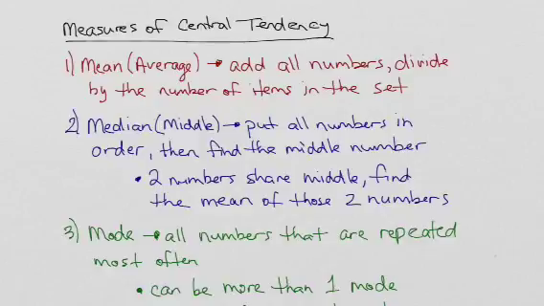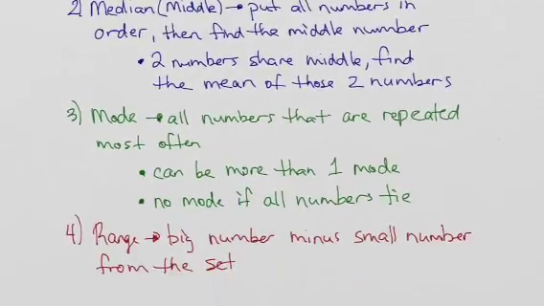Then there's the mode. That's the number or numbers that are repeated most often. There can be more than one mode if there are ties, but there's no mode if all the numbers tie. As long as some numbers are repeated more than others, we're going to have some sort of mode, and it can be more than one thing. If all the numbers have the exact same amount, then we have no mode at all. And then finally the range. This is the easiest: just take the biggest number and subtract the smallest number from the set. Doesn't take very much work.